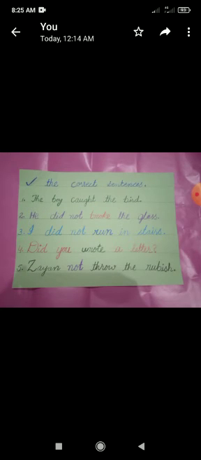Okay dear student. Now there are some sentences you have to tell whether they are correct or incorrect. I am explaining this, but you can practice these sentences at home and recognize whether they are correct or incorrect. Number 1 is the boy caught the bird.